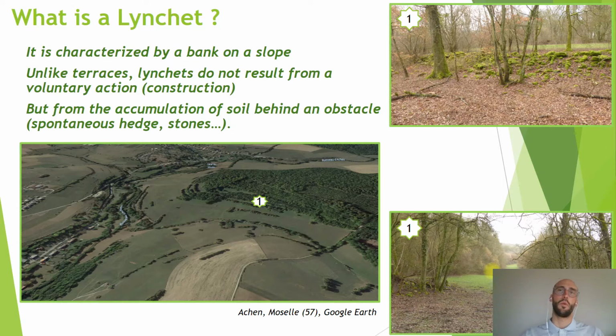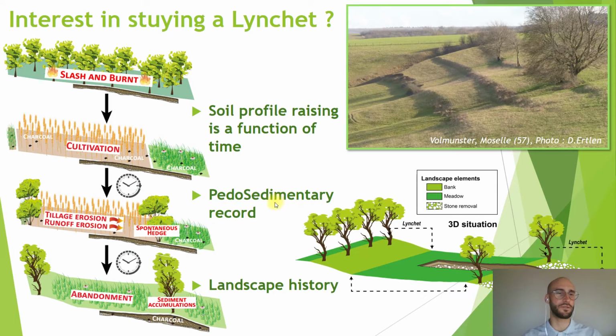So now you know what a lynchet is, but you don't know how a lynchet is formed and why it's interesting to study. Basically, a lynchet is the result of three steps. The first step is forest clearing by slash and burn, as you can see here. The second step is cultivation, and the third step is sediment accumulation by tillage erosion and runoff erosion behind a spontaneous hedge, for example. This accumulation is a function of time, which can be long, and the longer the lynchet stays functional, the more important the pedosedimentary records are. These records allow us to determine the landscape history.